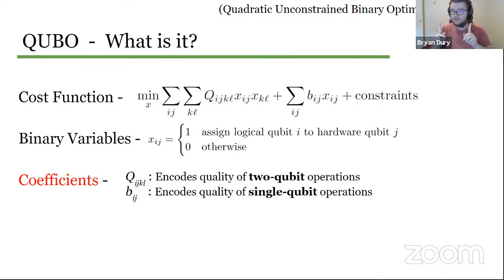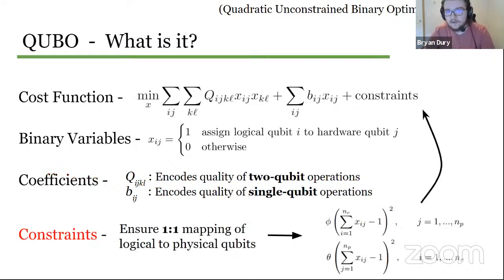Then if we look at the second term, it's similarly dubbed the linear term because you're looking at allocations in isolation. If you're just looking at single qubits, really the only information you have available to assess their quality are your single qubit operations. So B is going to end up encoding the quality of those.